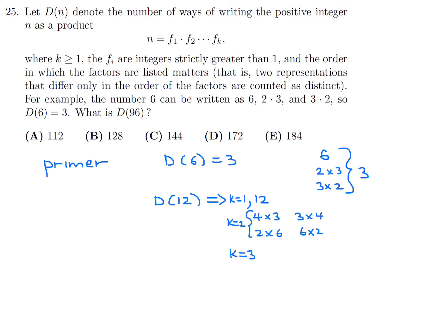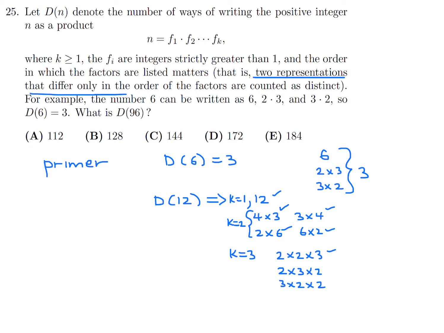And when k is 3, meaning you have 3 numbers, I think the only way is just all the prime factors, which is 2 times 2 times 3. So we have 1, 2, 3, 4, 5, 6. So are there any more? There should be. I see, this has iterations: 2 times 3 times 2, 3 times 2 times 2. Because they even tell me that in the question.